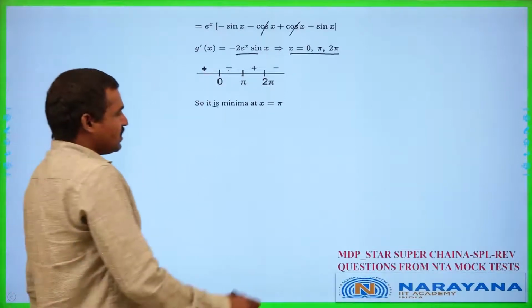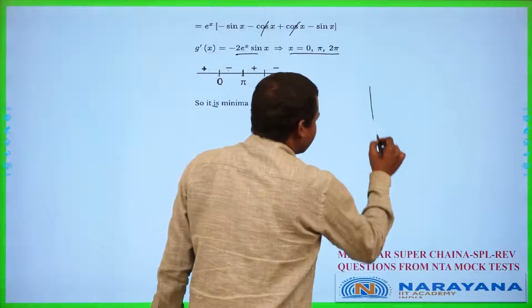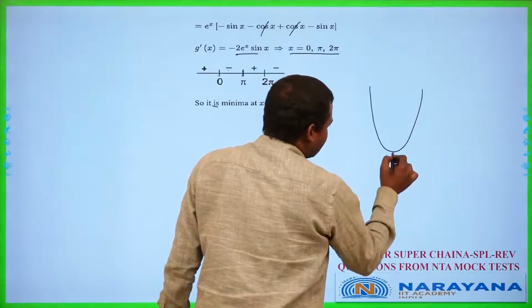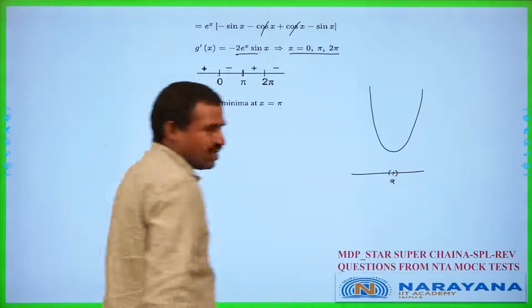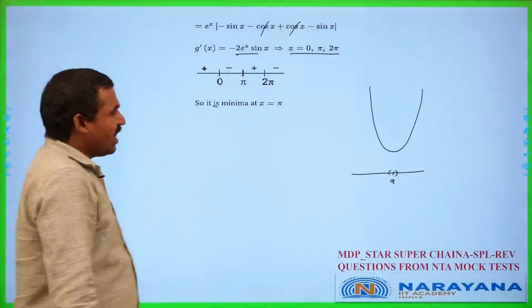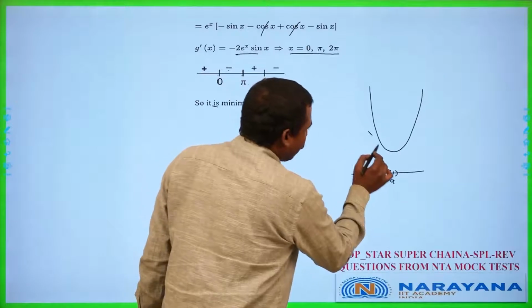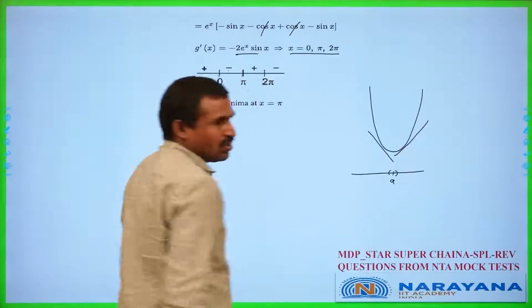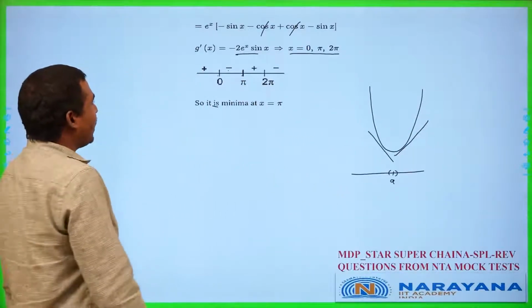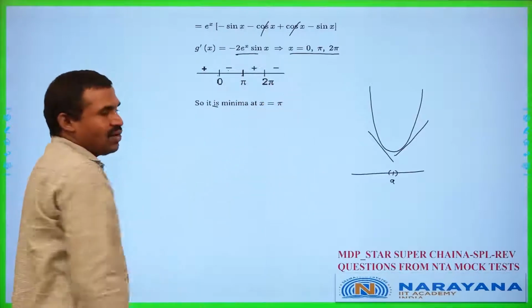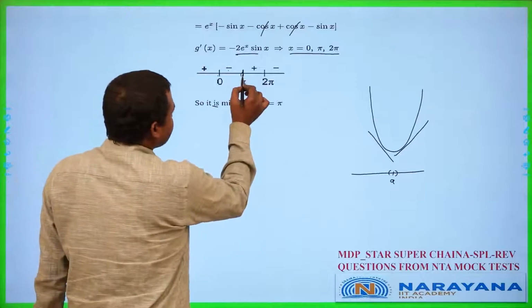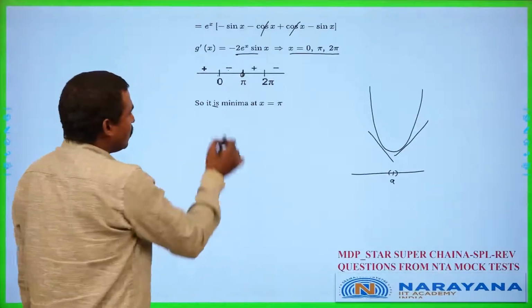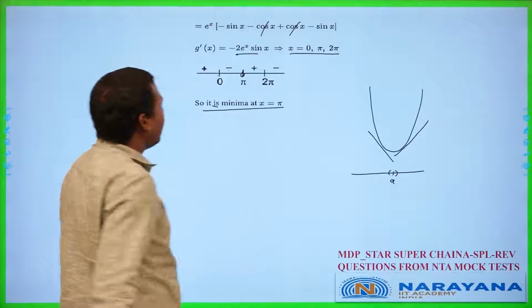So, for the minimum of any function, if it is a minimum at x equal to a, then in the neighborhood of a the sign of f dash x changes from negative to positive. If the sign changes from negative to positive, then that is a local minimum. So, at x equal to pi it changes from negative to positive. So, x equal to pi is the minimum point.